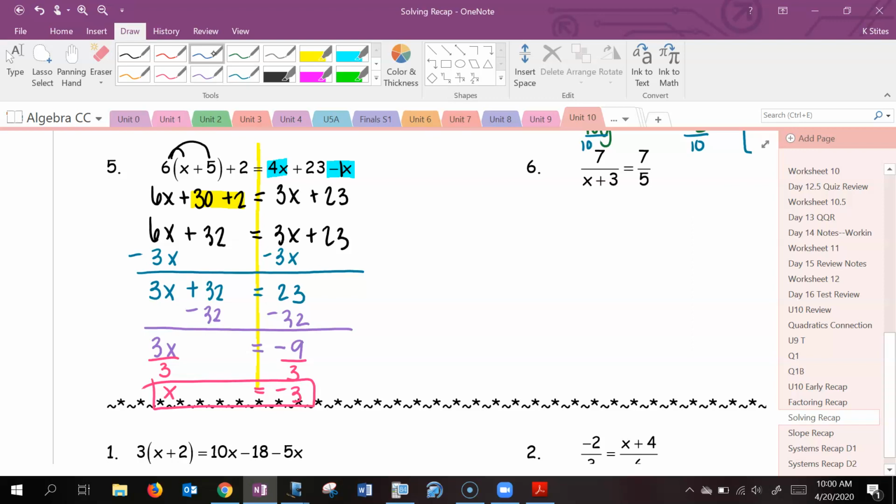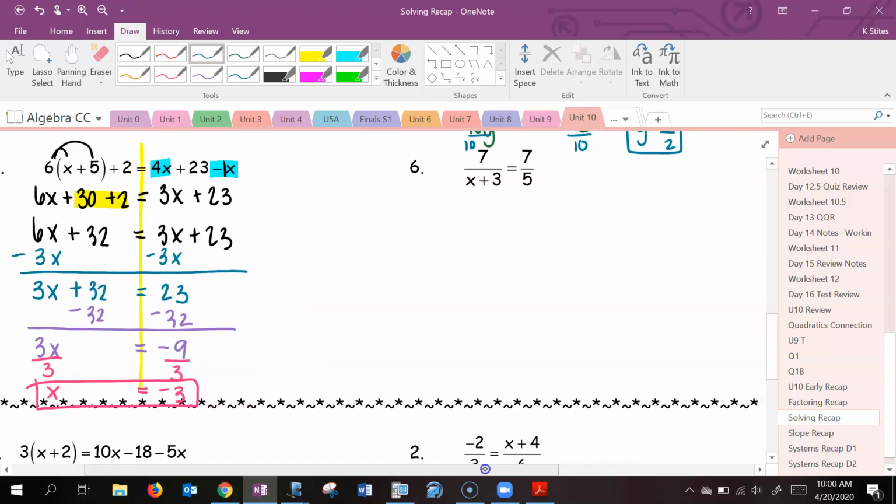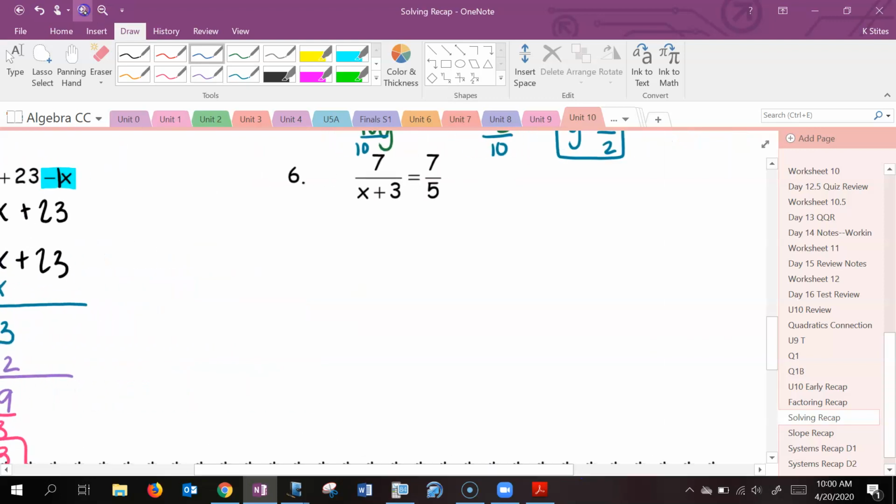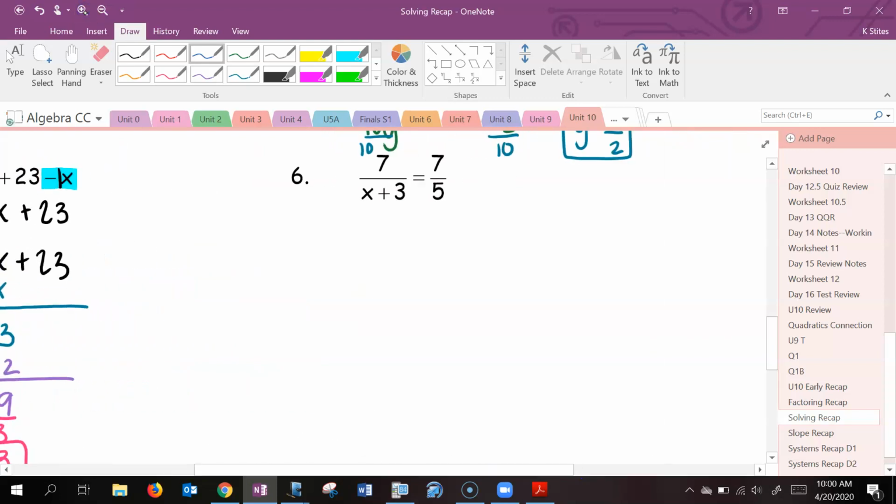Okay, the last one we're going to go ahead and do together is number 6, and you're going to notice that number 6 is actually a proportion. That's when we have a fraction equal to another fraction. So the way that we solve this type of problem is by cross multiplying. We'll do 7 times 5, which is 35, and that equals, and then we'll do the other cross. I'm going to put the 7 in front, and it is actually distributing to the x plus 3. It's multiplying to all of it. If you want to distribute right away, you can, or you can write it like I did first and then distribute.